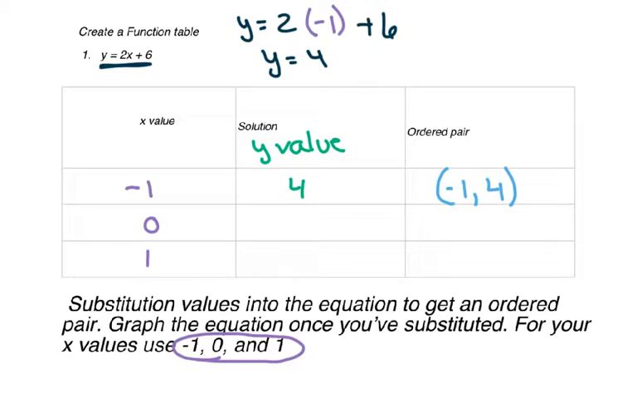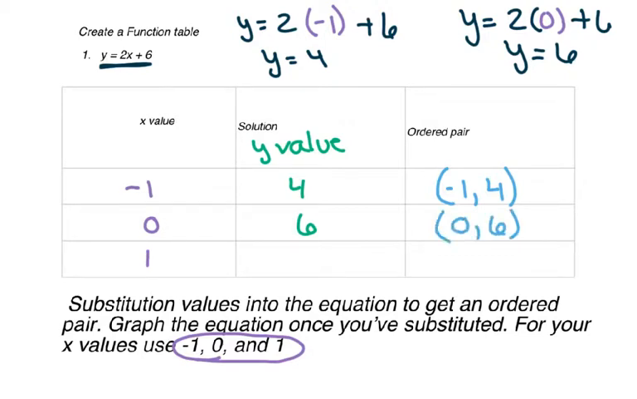So if I'm doing the next one, I'm going to get y equals 2 times 0 plus 6. So 2 times 0 is 0 plus 6 is 6. So my next value is y is 6. Okay, so my ordered pair here is (0, 6). Now it looks like the pattern here would be increasing by 2, but let's do the last one just to make sure. So I'm going to have 2 times 1, which is 2, plus 6, which is 8. So, yep, the pattern was increasing by 2. So my next ordered pair is (1, 8).